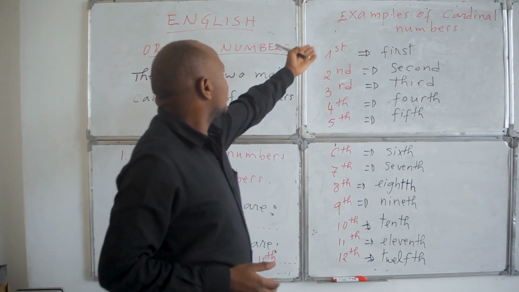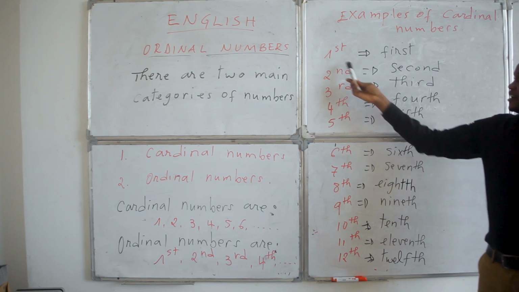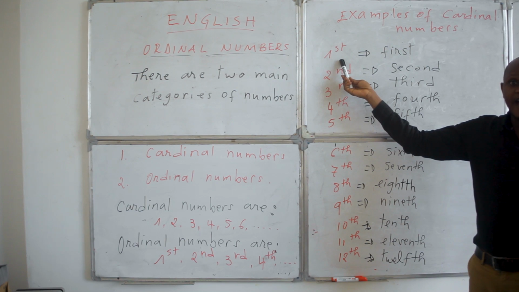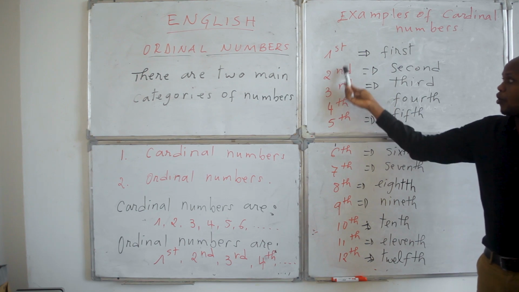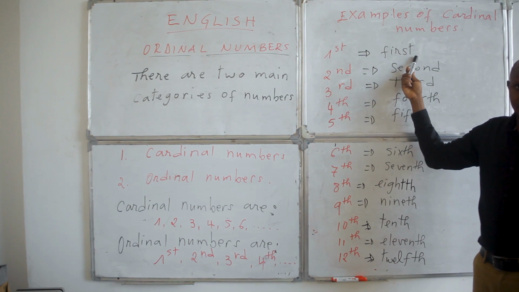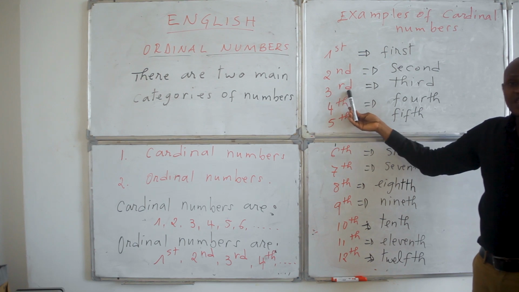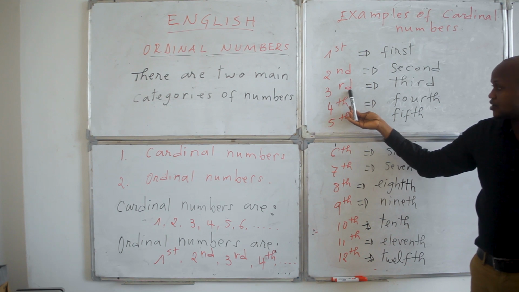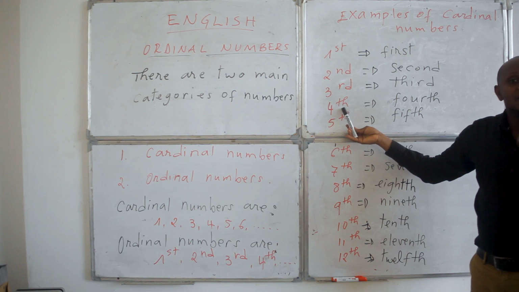Good. Then we are going to see some examples of ordinal numbers. Here we say first, second. Ubwo hano ni ukubyandika mu mpine, hano tukavuga mu magambo. First, tukabyandika dutya. Second, third, fourth. Ntabwo ari fourth. Fourth.